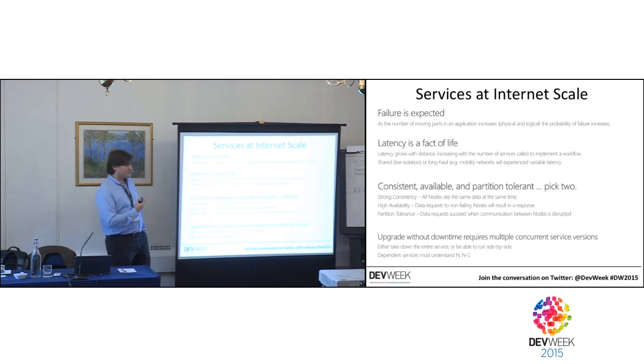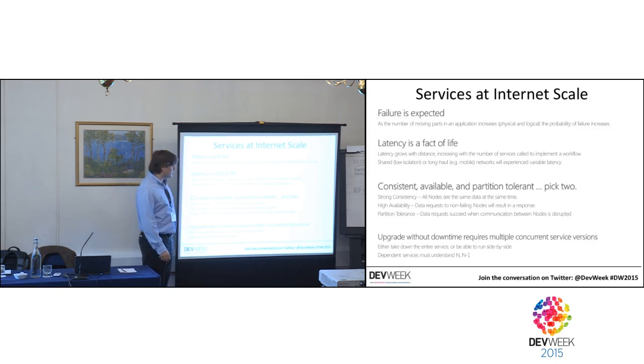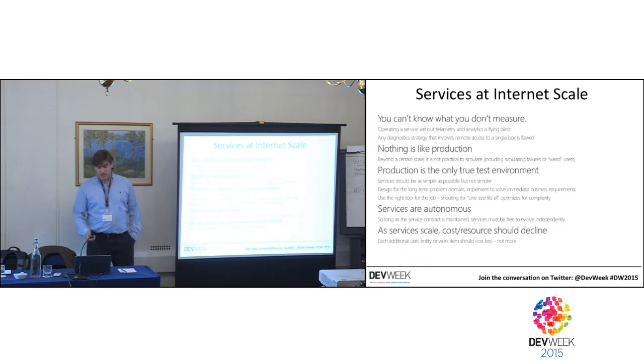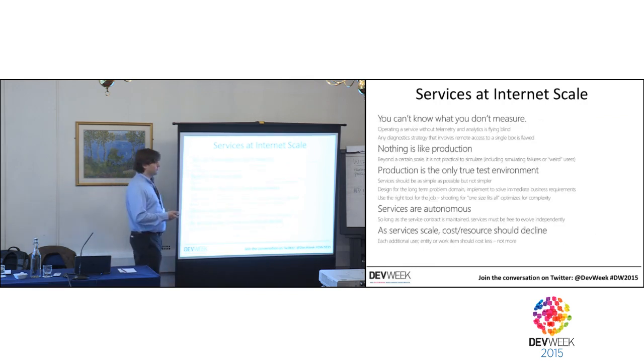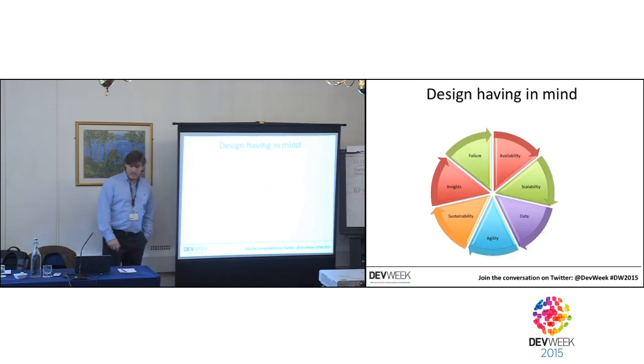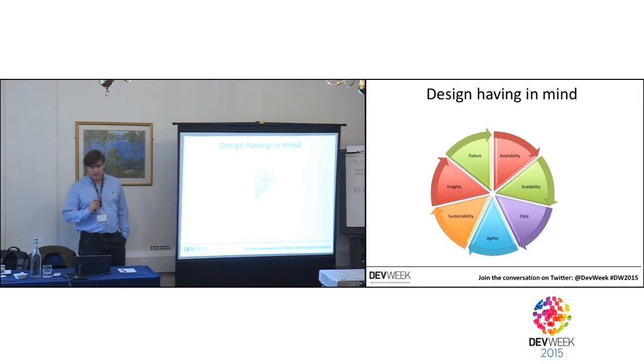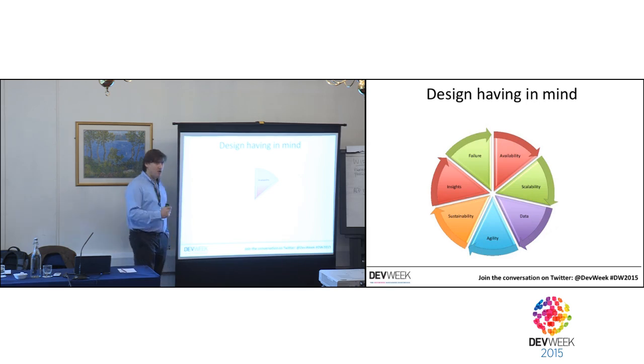So services at internet scale, we need to consider failure is expected, latency is a fact of life. There is the speed of light and all of that. Consistency, upgrades without downtime. You need to understand what to measure, how you're going to operate. We would basically design this with a couple of things, like failure, design for availability. I need to think, how do I put in my application a possibility of recovering quickly and responsibly?